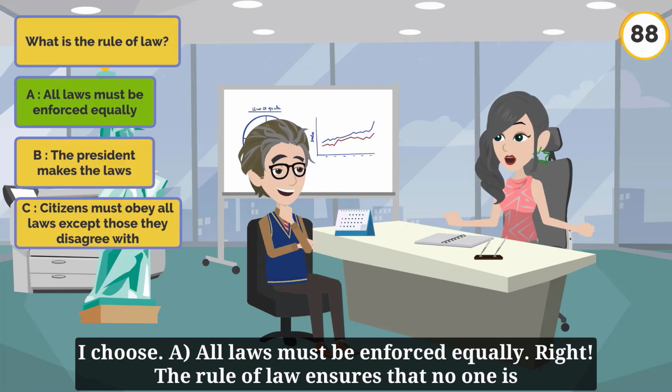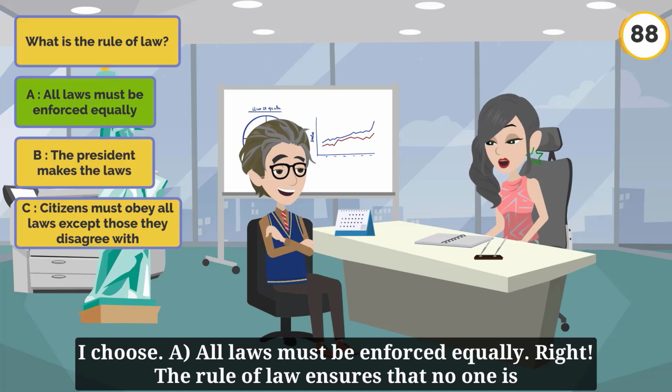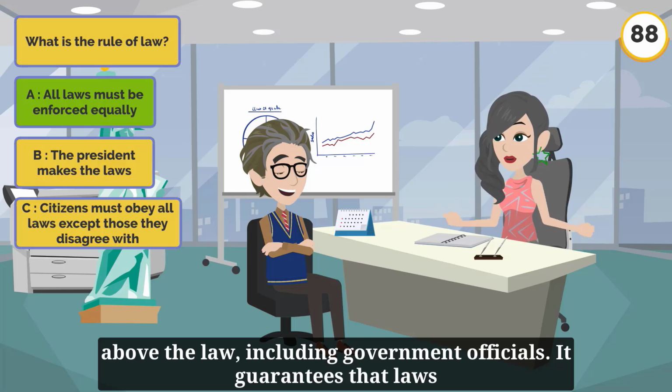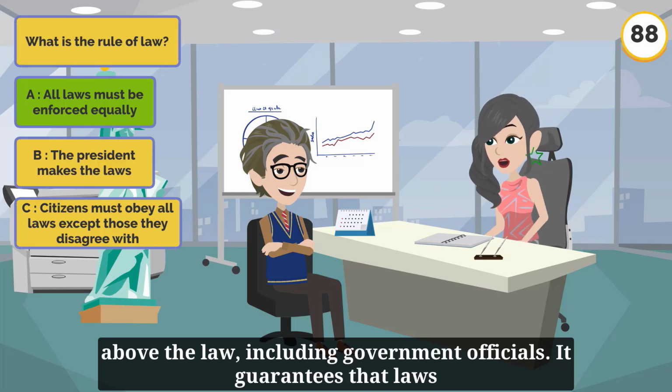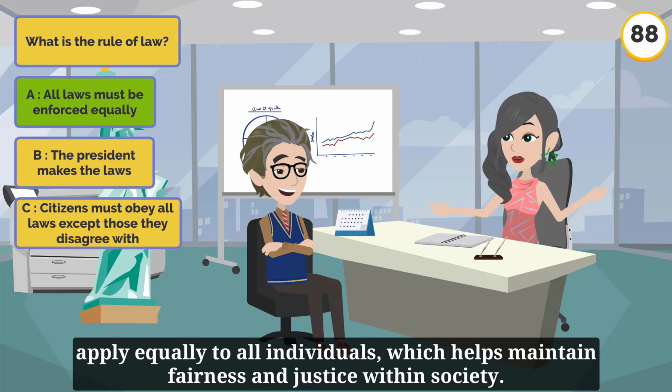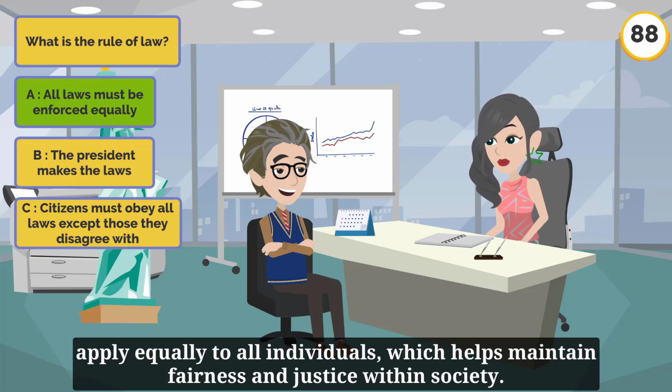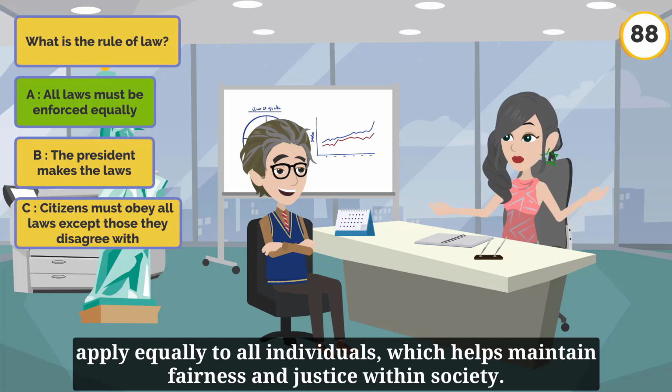Right. The rule of law ensures that no one is above the law, including government officials. It guarantees that laws apply equally to all individuals, which helps maintain fairness and justice within society.